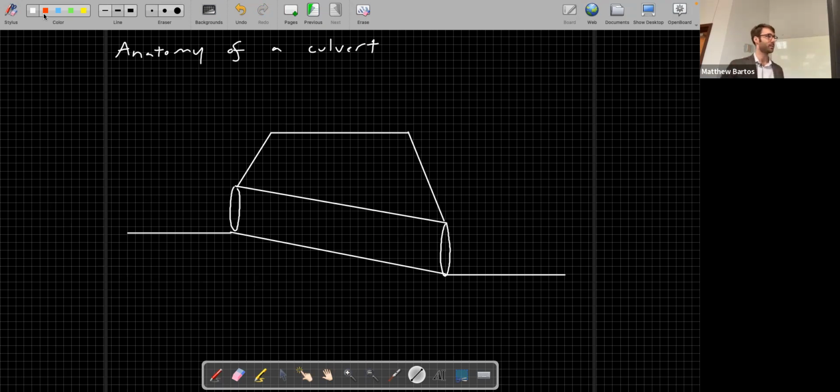Okay, so let me just label the different parts of this diagram here. As I mentioned, this is the ground surface down here. We'll just say that this is the ground. This here is the embankment on top of the culvert. And on top of the embankment, you will generally have a roadway. So let me draw the roadway here.